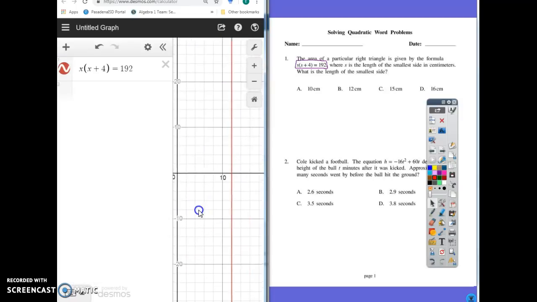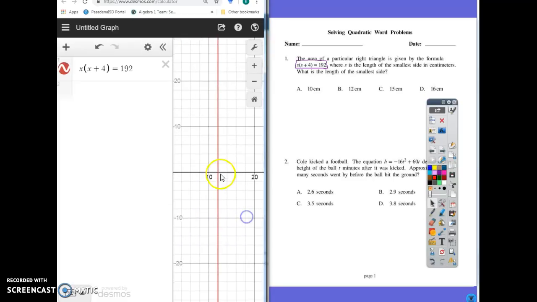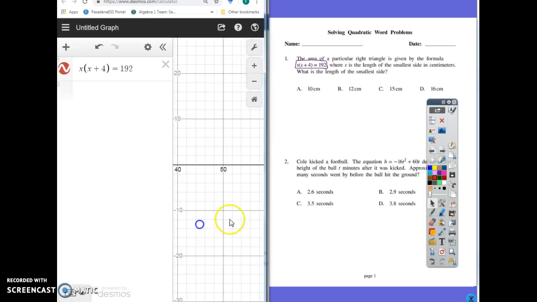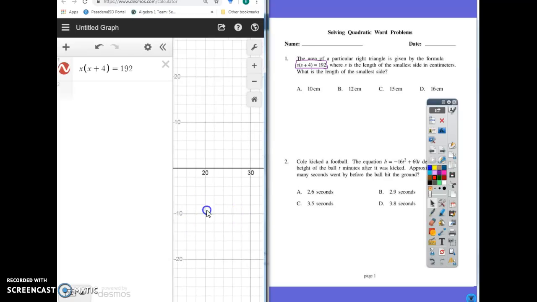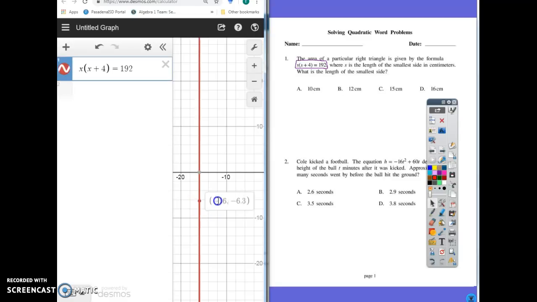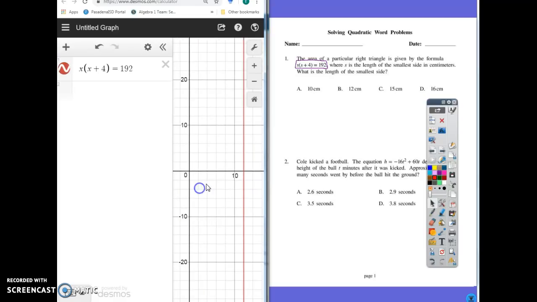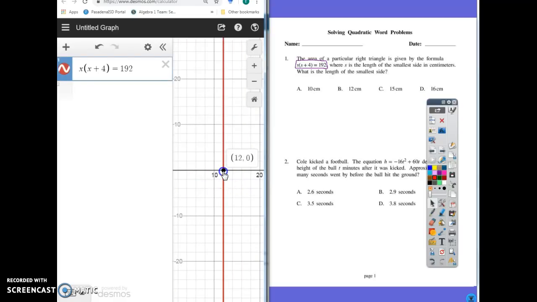Okay, so move my stuff around. I have 12. And where's the other one? It might be on the negative side. And it is on the negative side. But remember, when we're talking about real life situations, we can only use positive numbers. So it has to be the positive 12. Solo números positivos porque son cosas de la vida real. So the smallest side is 12 centimeters. Okay, so that's how you're going to do the problem in Desmos.